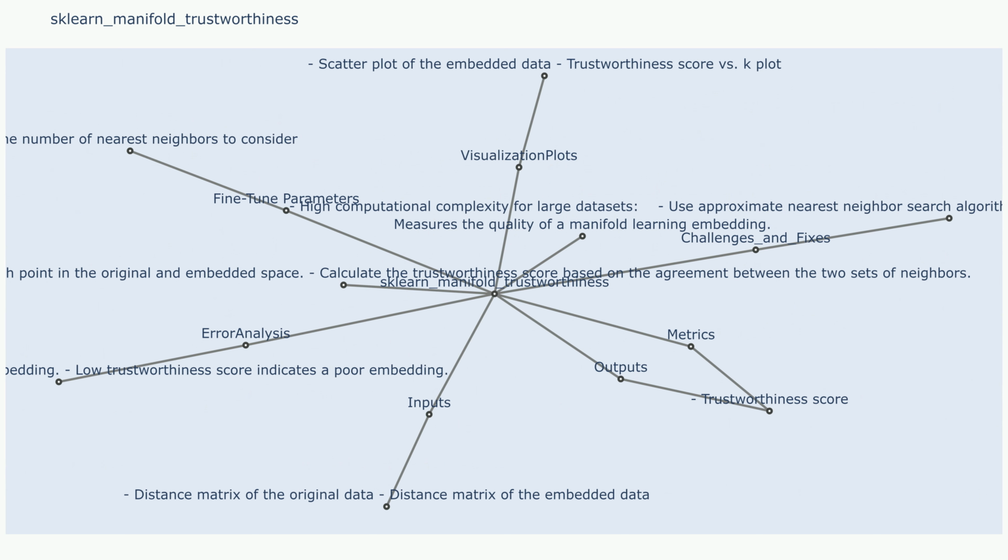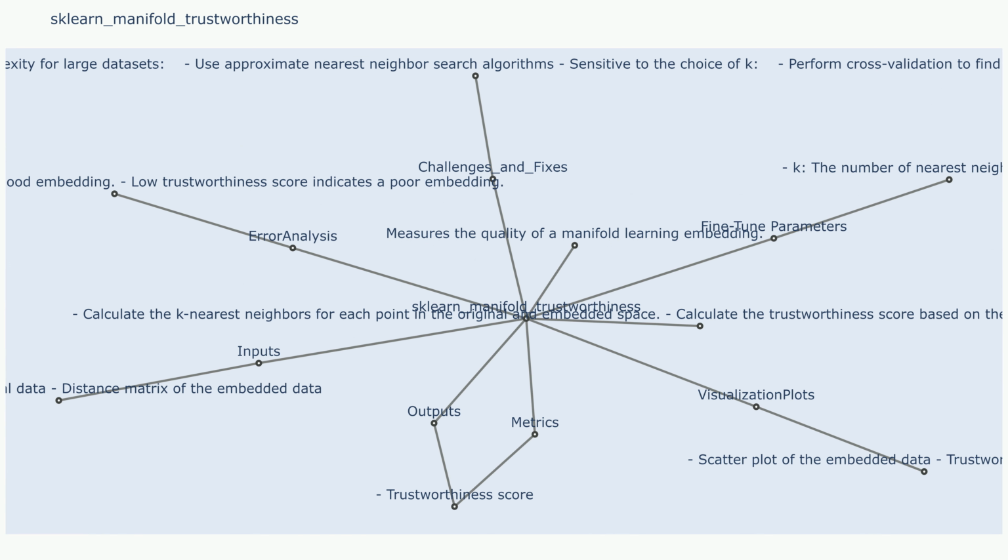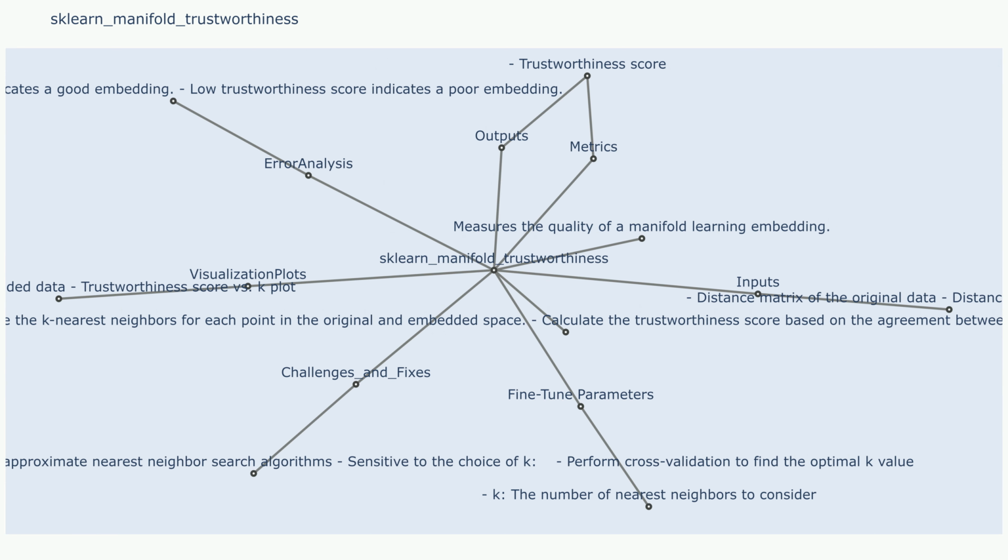Uncertainty methods. Uncertainty method 1: bootstrapping. Repeatedly resample the data with replacement and calculate trustworthiness on each resampled dataset. The variability in trustworthiness scores across these samples can be used to assess uncertainty. Uncertainty method 2: cross-validation. Split the data into folds and calculate trustworthiness on each fold. The variance in trustworthiness scores across folds can be used to estimate uncertainty.